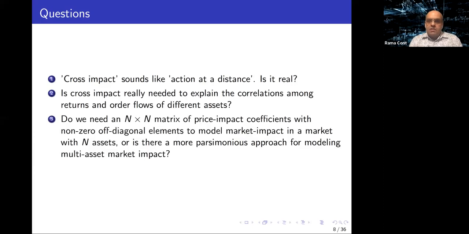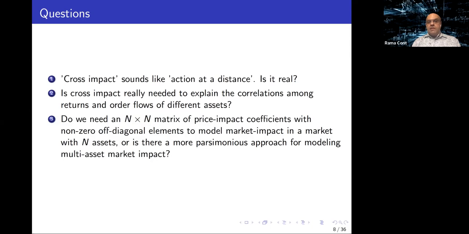Well, for quants, the real question is, do we need it to explain some observable facts? Because we're not going to ask a philosophical question. So the question we're going to ask quantitatively is that we have observed a covariance of returns of some assets with the order flow of other assets. They have some magnitude. Do we need to introduce all these cross-impact coefficients, and there are many of them, to explain the correlations that we see?